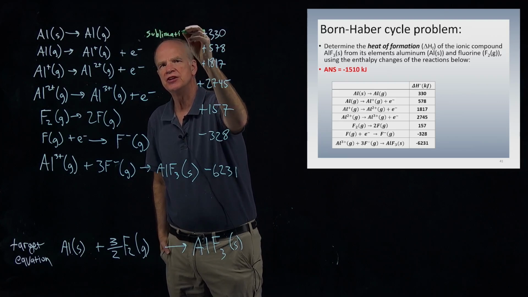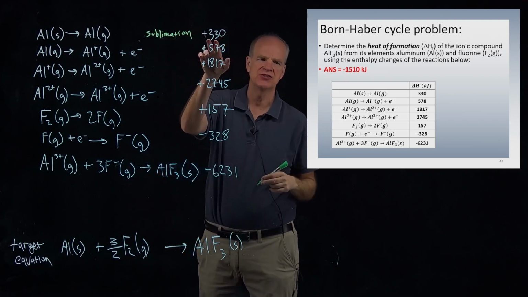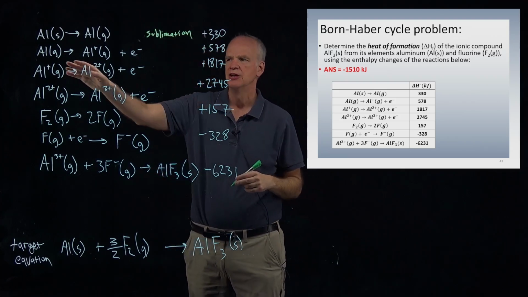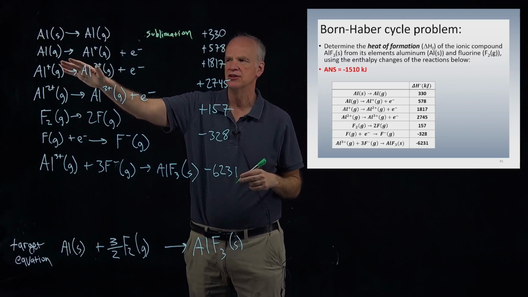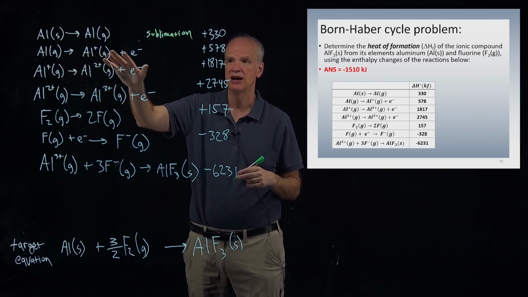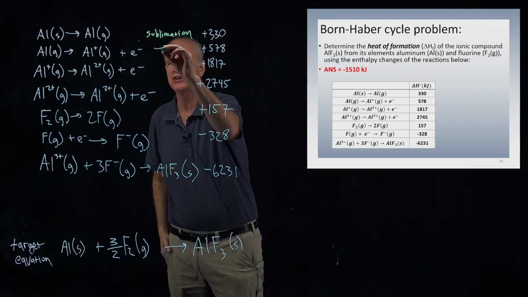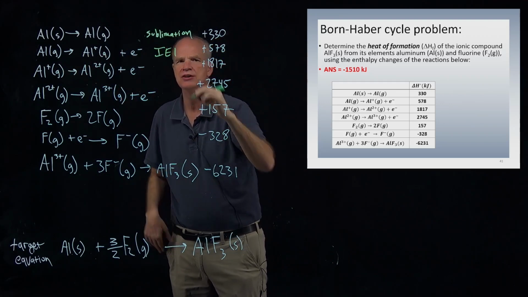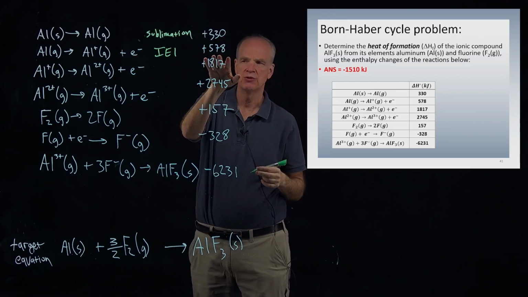And then you can see it's an endothermic reaction. Its change of enthalpy is 330 kilojoules per mole. So this next reaction is where you take gaseous aluminum atoms and you ionize them by pulling off 1 electron. So this is the first ionization energy. So this is IE1, and you can see how much energy is required for that.